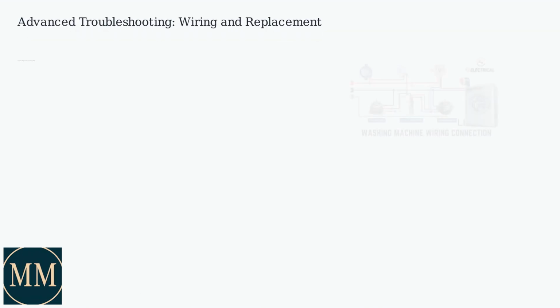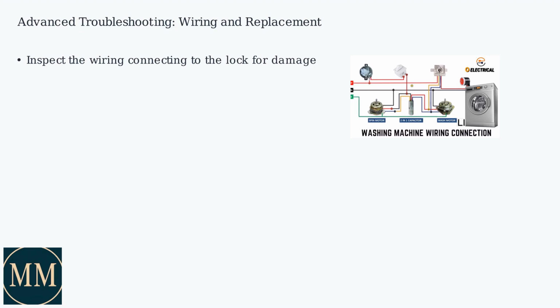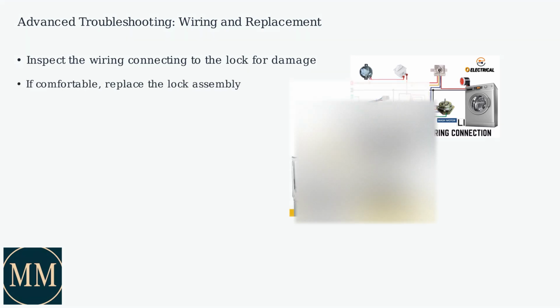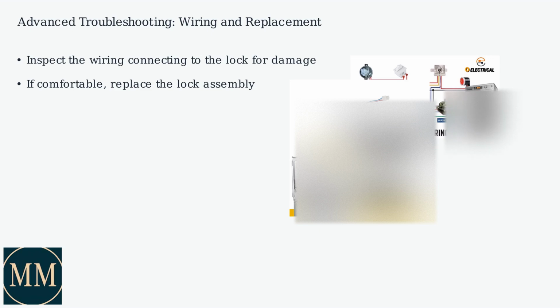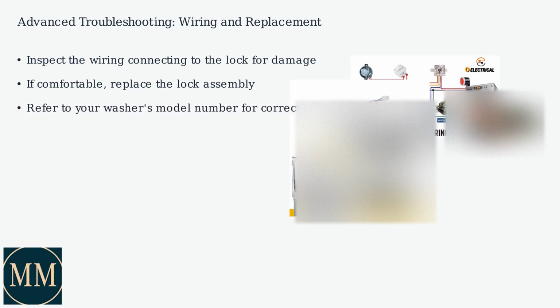If the reset and cleaning don't resolve the F5 error, the issue may lie with the wiring or a faulty lock assembly. First, inspect the wiring connecting to the lock for any signs of damage, such as fraying or loose connections. If you're comfortable with basic repairs, you can replace the entire lock assembly. Unplug the washer first for safety, then disconnect the wiring and remove the old lock. Refer to your washer's model number to order the correct replacement part, such as W11316258 for many Maytag models. Installation requires following the manufacturer's instructions carefully.